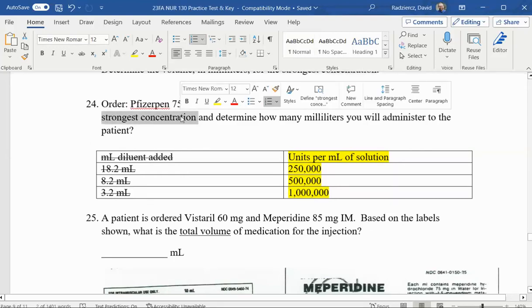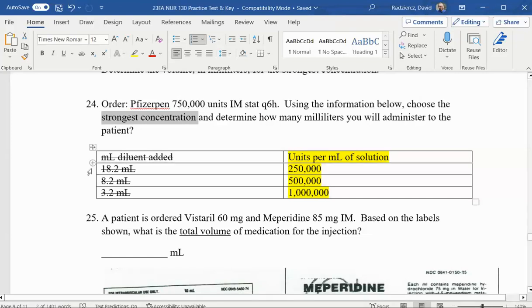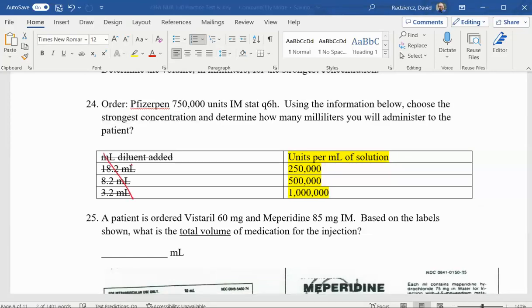The problem that usually trips up most students is they try and figure out what to do with that milliliters diluent added. Remember, that's the same thing as that 2 milliliters that was added. I don't care about the milliliters diluent added. I care about the total volume. And so this doesn't tell me anything to solve the equation, which is why we can ignore this part of the label. And we just look for what is the strongest concentration. 1 million units per milliliter would be the strongest concentration.